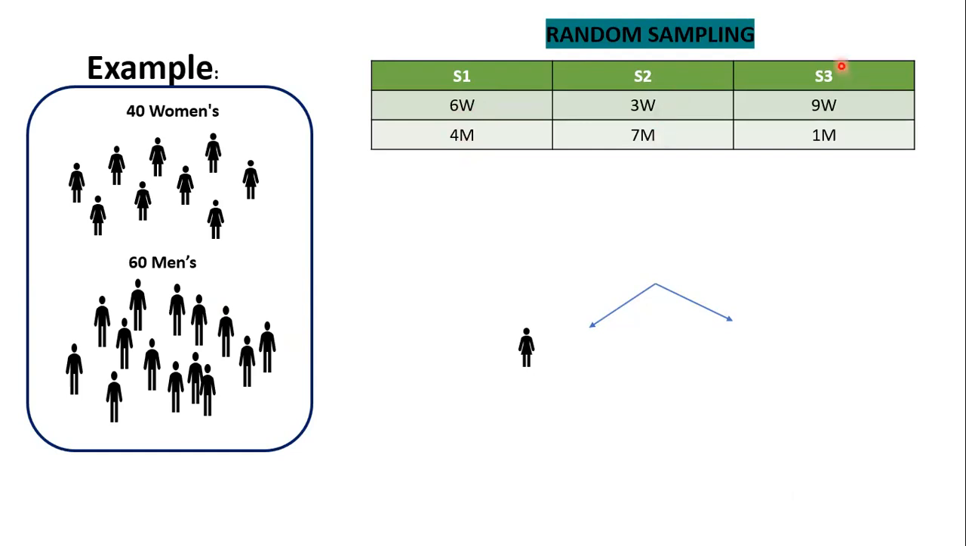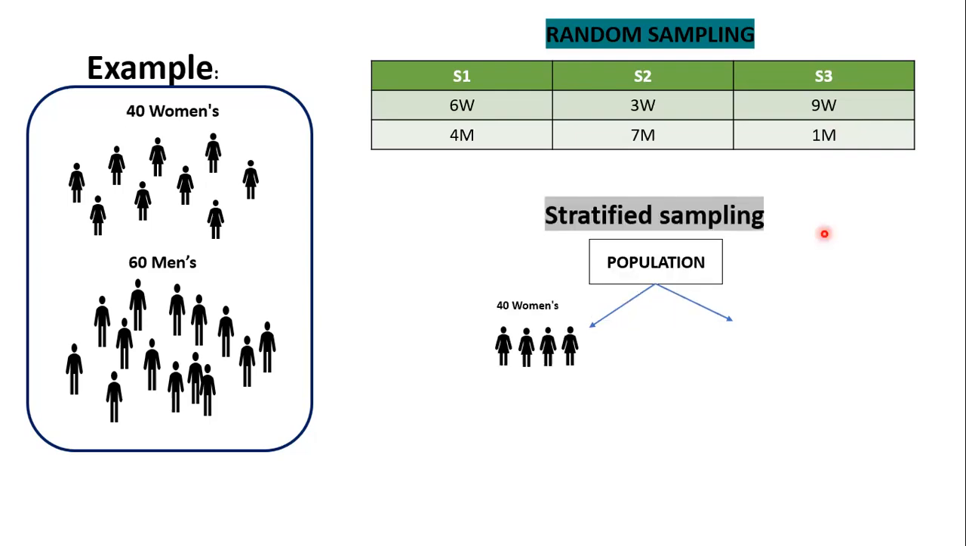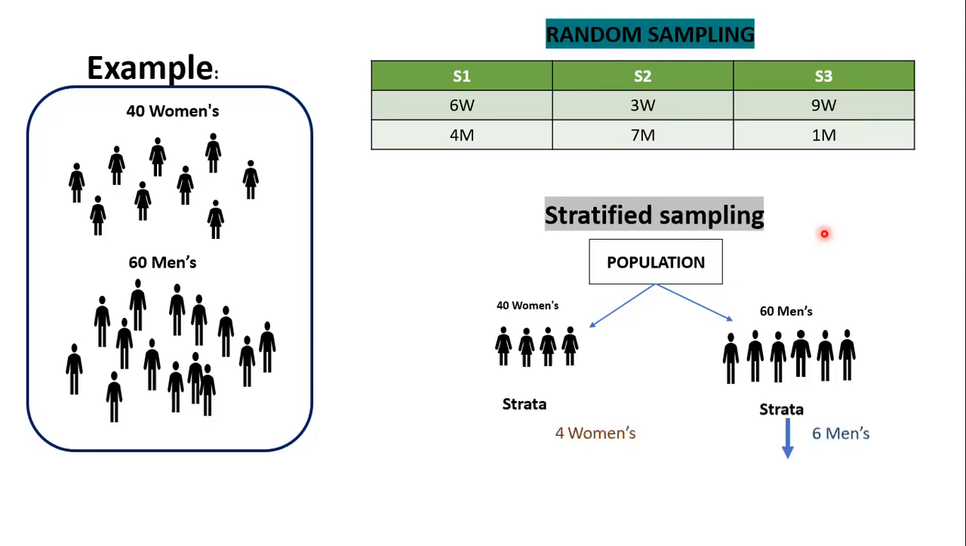And when we do it for the third time, it says 9 women and 1 man. But what happens in stratified sampling is it considers the population once. So here, as we know, we have 40 men and 60 women, so we will be applying strata. Basically, when we apply this, 4 women will be selected and 6 men will be selected.